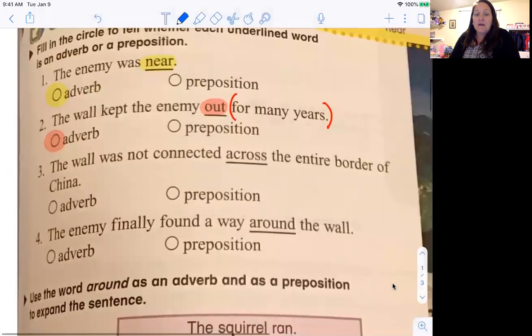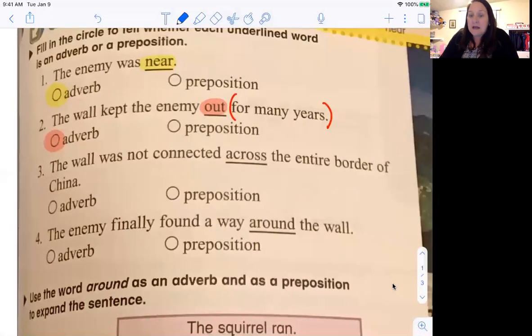Number three, the wall was not connected across the entire border of China. Okay, first thing we're gonna do, we notice that it is not at the end of a sentence. So it could be an adverb or a preposition. First thing we're gonna do is find some prepositional phrases. The wall was not connected across the entire border of China. Guess what? There are two prepositional phrases in this sentence.